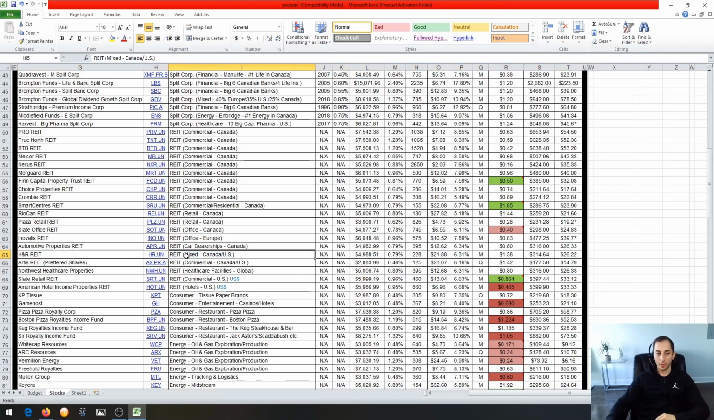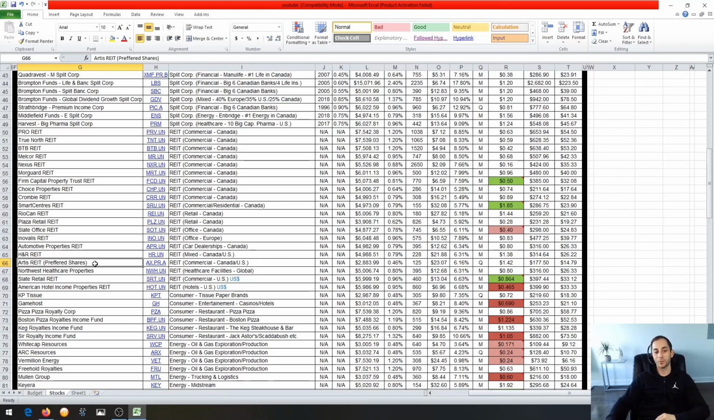It has mixed properties, so you're getting a bit of everything, and not only Canada but also US. So this is definitely one of the biggest REITs on the TSX. The next one is Artis REIT. So this is a big REIT as well, but I ended up buying the preferred shares.